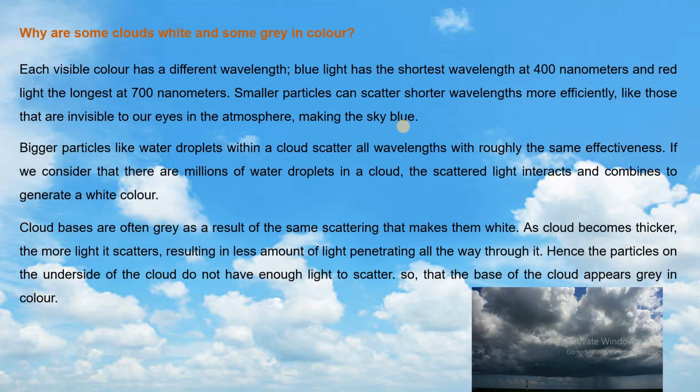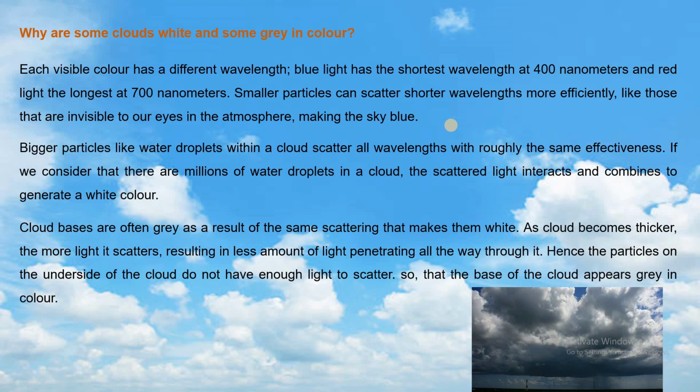Suppose you take blue color as 1 kg and the rest of the colors 10 ml, 10 milligrams each. Then after mixing all those colors, you will get more or less blue color only, because you have taken a high amount of blue. But if you take equal amounts of all colors in one vessel and mix them, then you will get white color only. So in the cloud, particles are doing the same process. They scatter all visible wavelengths more or less uniformly. That's why the cloud appears white in color.